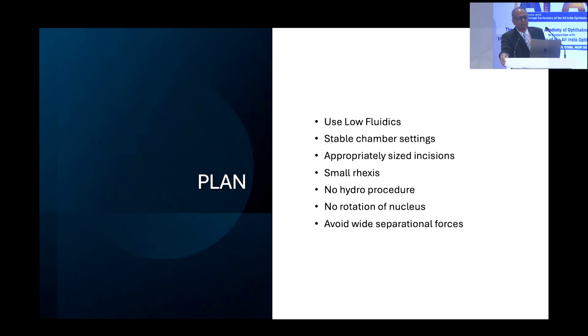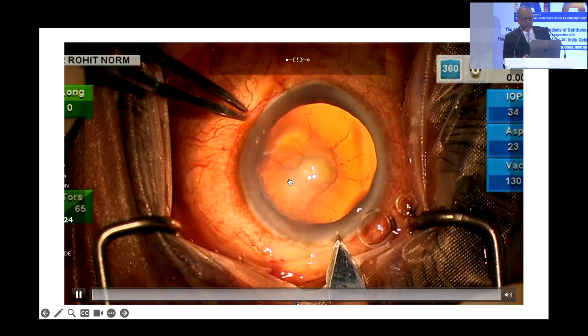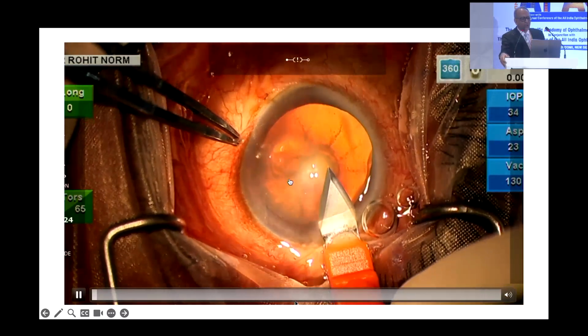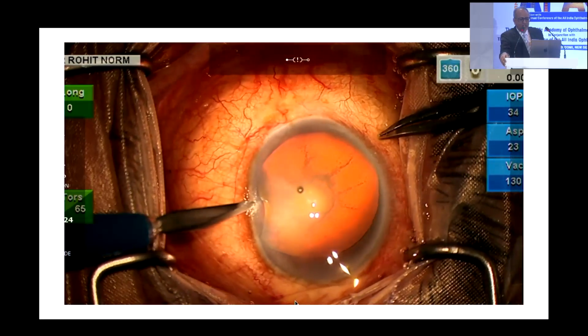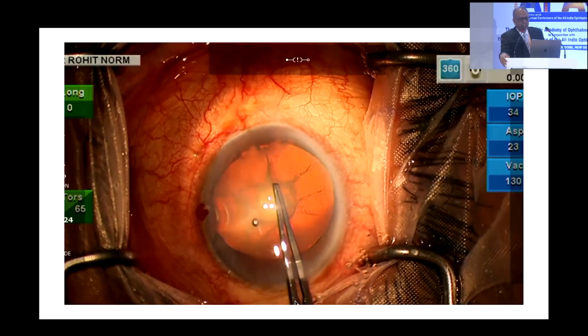So the plan usually in our cases is that we use low fluidics, stable chamber settings to our advantage, appropriately sized incision, small rexis, no hydro procedure, no rotation of nucleus, and avoid separational forces. So now I would like you to see how, by using low IOP, we can befriend the anterior hyaloid phase.